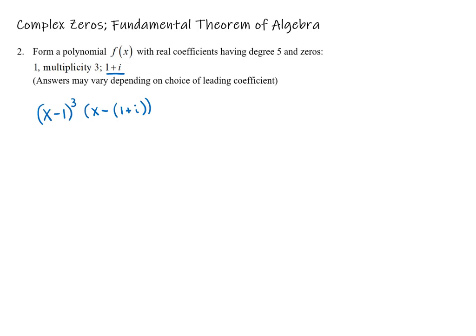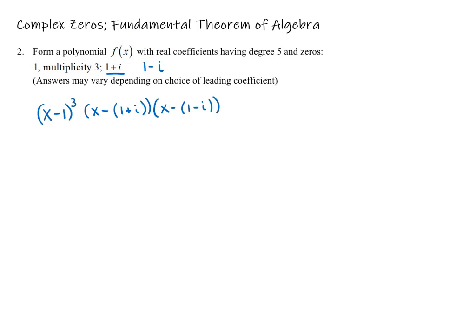And because of the conjugate pairs theorem, we know we have the complex conjugate, which is going to be 1 minus i. Let me just put that here. That's what we know the other zero to be. And so if we multiply this out, we will have a 5th degree polynomial, because you have 3 x's here and then you have 2 more x's. And so when you multiply that out, we'll have x to the 5th.